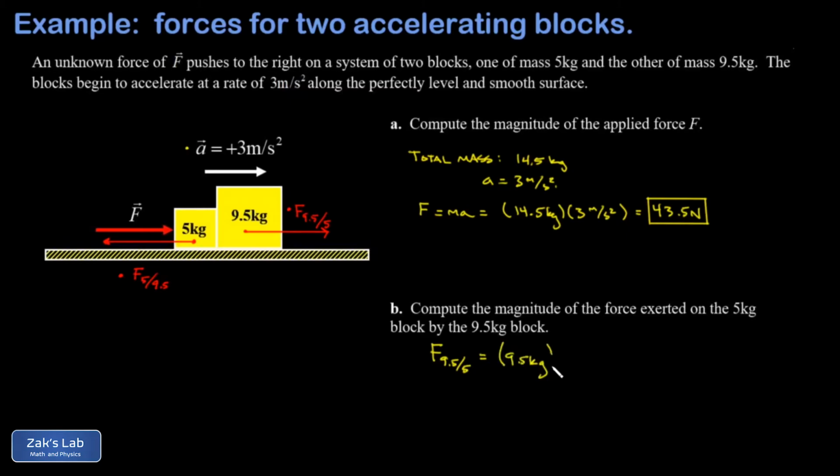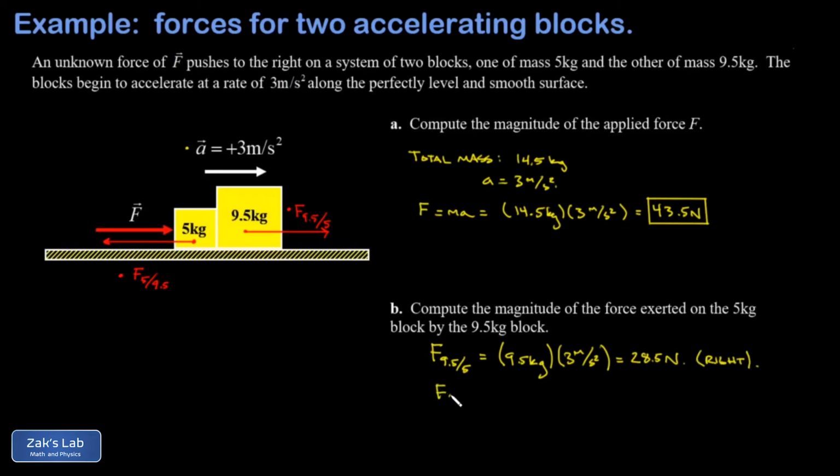Newton's second law, so F equals ma. The mass is 9.5 kilograms. The acceleration is 3 meters per second squared. And this magnitude turns out to be 28.5 newtons. If we wanted to think about the vector value of this, that's 28.5 newtons to the right.